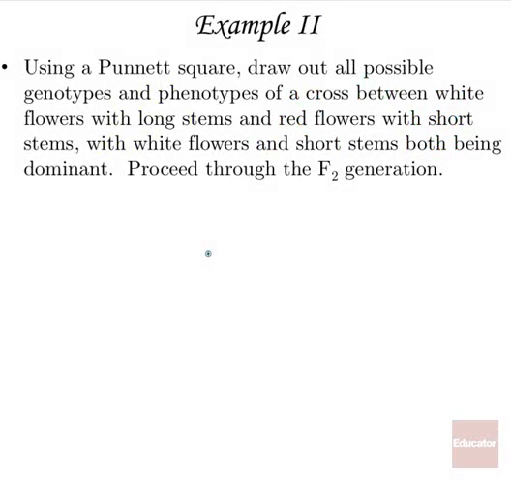Now, for an example, let's try this again. Using a Punnett square, draw out all possible genotypes and phenotypes of a cross between white flowers with long stems and red flowers with short stems, with white flowers and short stems both being dominant, and proceed all the way through the F2 generation. So remember, white flowers and short stems are dominant. Okay? And we have a cross between white flowers with long stems and red flowers with short stems.